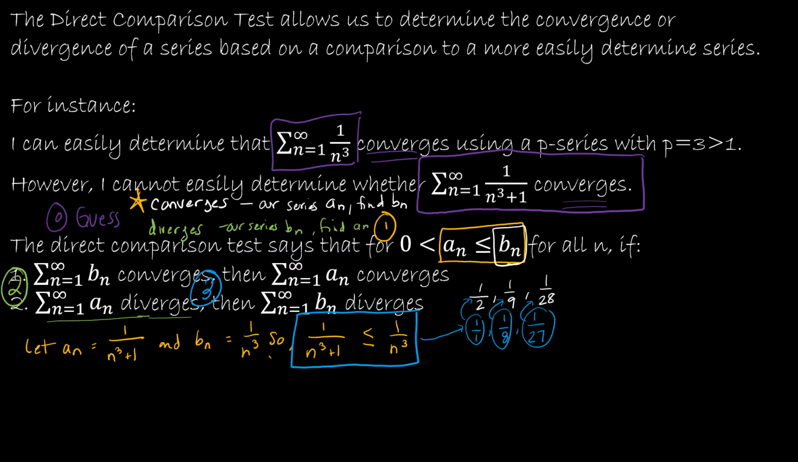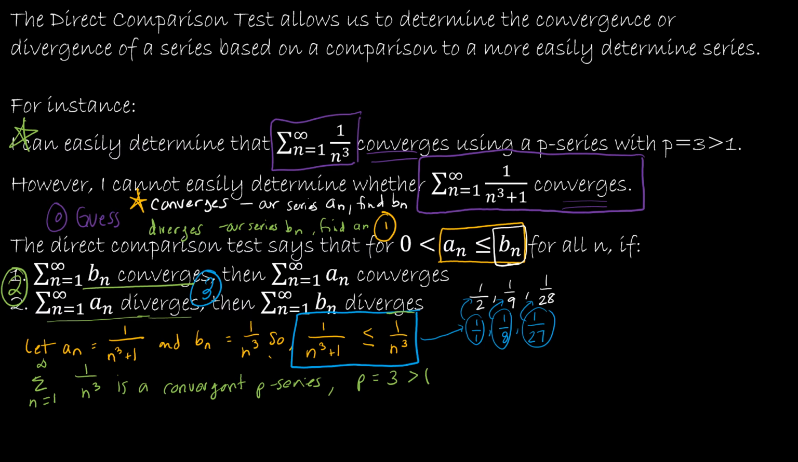My second step is to then show that my b sub n, in this case, converges. Well, I already did that up here in my directions. I said the summation as n goes from 1 to infinity of 1 over n cubed is a convergent p-series with p equal to 3, which is greater than 1.